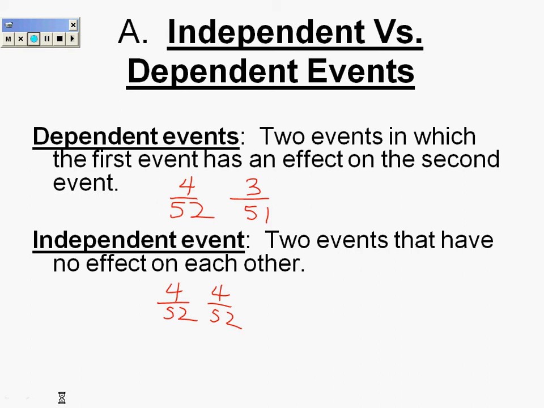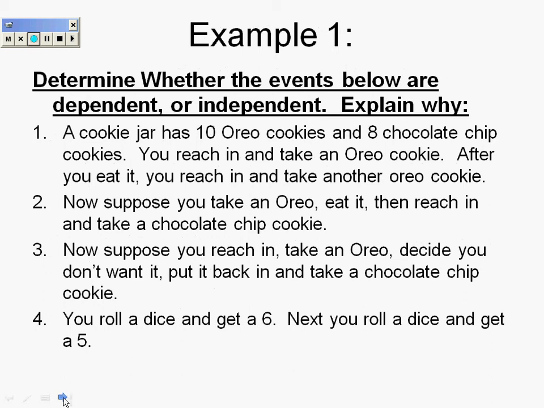Okay, so we're going to go ahead and look at this first example here. And we're going to find out, are these events dependent or independent, and then we're going to give a little explanation as to why. Okay? There's no solving needed here. We're just going to categorize them as dependent or independent.